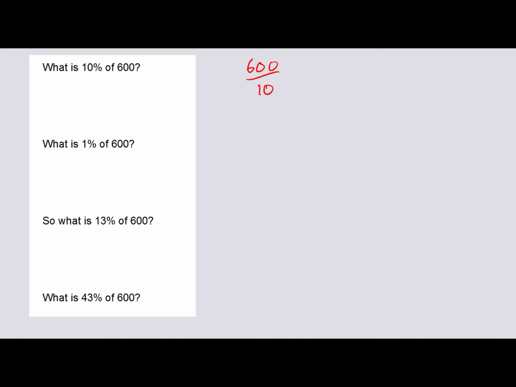Okay, again, 10% is very, very easy to do. You're simply going to divide by 10. It doesn't work for any other percentage. That's 10% is the easy one because you divide by 10. For example, if you want to find 20%, you don't divide by 20, okay? So 600 divided by 10 is 60. So we can say 10% of 600 is 60.